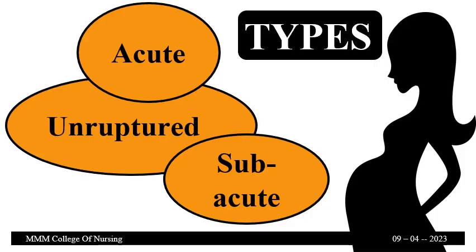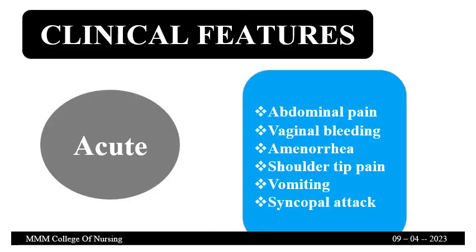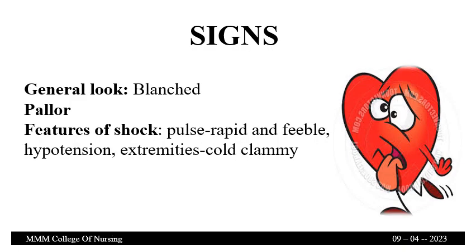The next types of ectopic pregnancy are acute, unruptured and subacute. Clinical features. In acute, the mother will have abdominal pain, vaginal bleeding, amenorrhea, shoulder tip pain, vomiting, syncopal attack. Signs: the patient's general look will be blanched, paler. Features of shock like pulse rapid and feeble, hypotension, extremities cold and clammy.